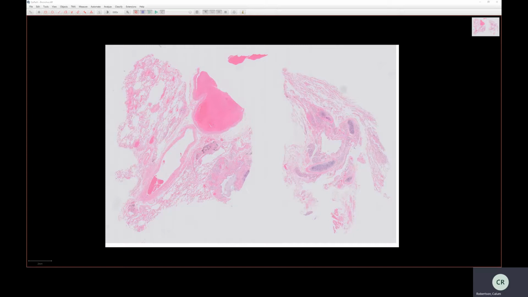Now, the main question you're trying to answer with a biopsy in lung pathology is generally, is it cancer or not? And if it is, is it non-small cell or small cell carcinoma? Small cell carcinoma is not amenable to surgery, but non-small cell carcinoma may be. And if it's non-small cell carcinoma, you want to subtype it because there are various types.